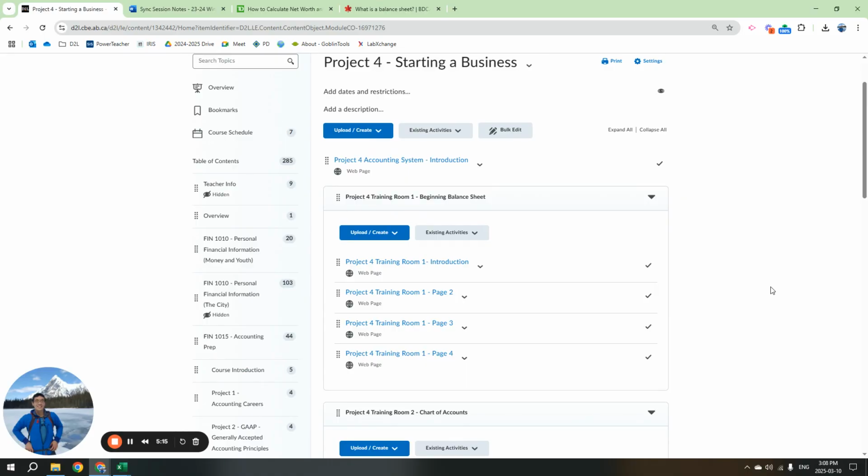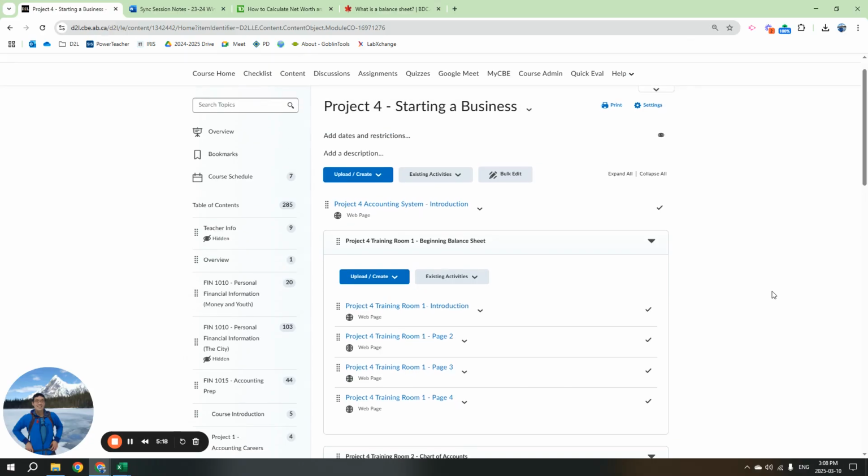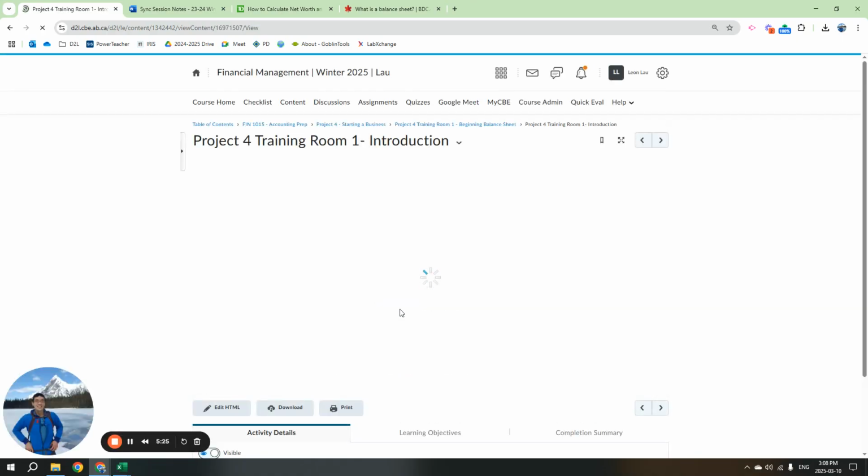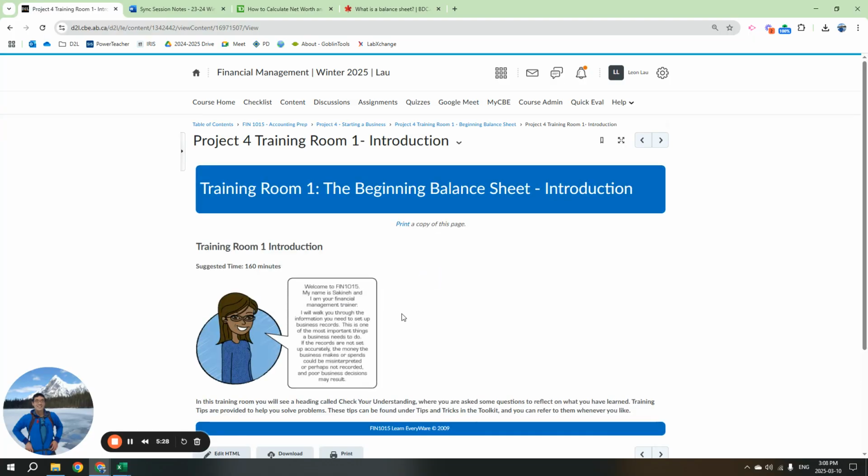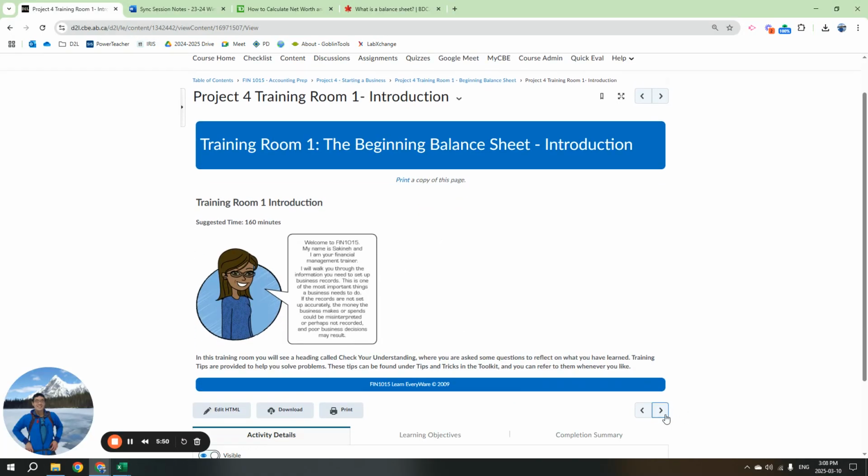All right, and project 4 is starting a business, and you're going to be the accountant for this business. What you need to do is you need to go through these pages one by one, right? In financial management, it will also always have a format of here's an example, and we're going to work through the business of Gurpreet snow removal, and then it will show you what is expected for that topic. So in this instance, the beginning balance sheet. So go through the pages one by one.